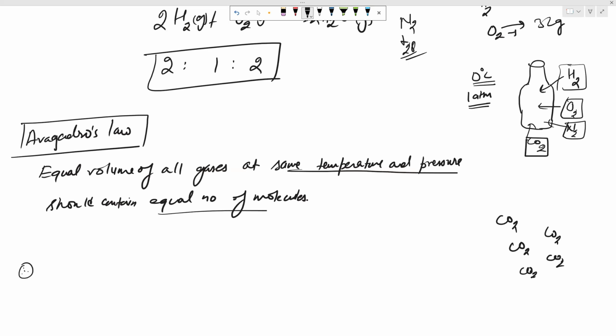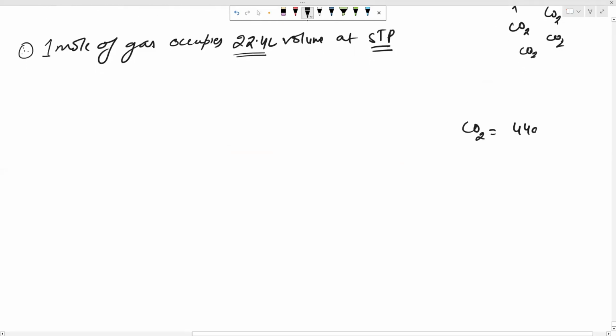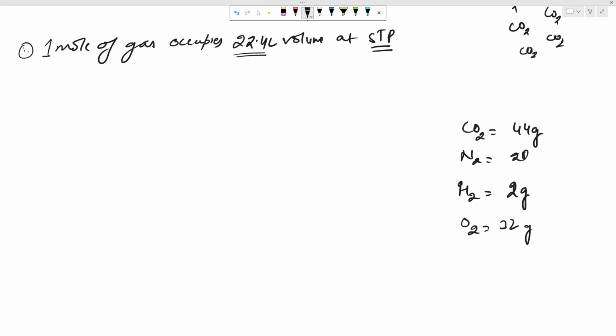We can say that according to him, 1 mole of gas occupies 22.4 liter volume at STP, standard temperature and pressure. 1 mole of any gas: for example, 1 mole of N2 means 28 gram nitrogen, 44 gram carbon dioxide, 2 gram hydrogen, 32 gram oxygen gas, and CH4 is 16 gram, any gas you take.